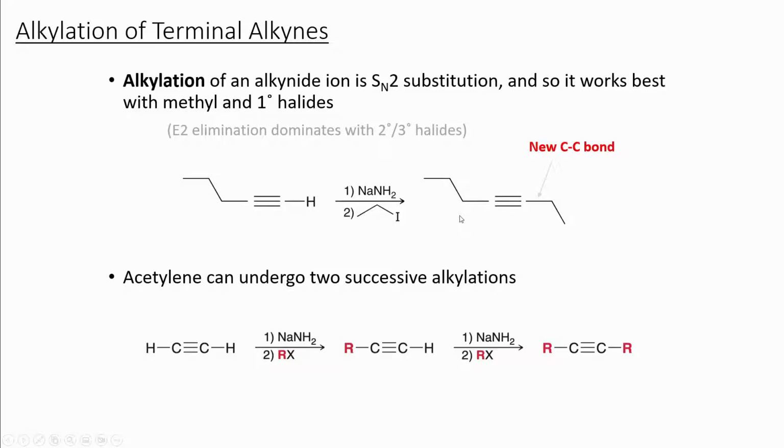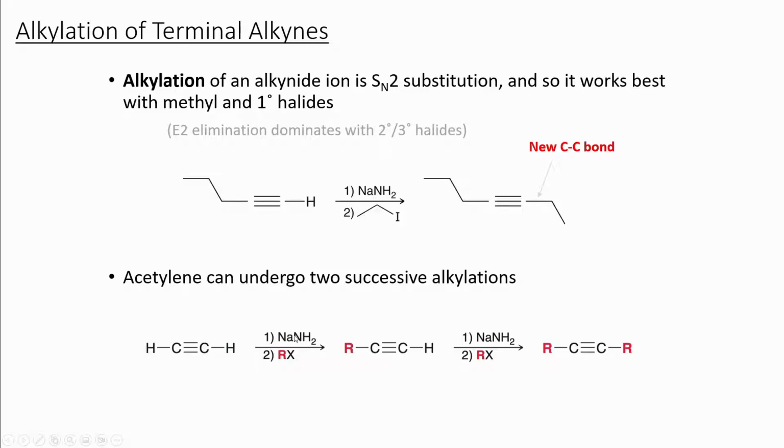Here's an example of the reaction. We can take our acetylene and deprotonate it to form the ion in the terminal position. Then the SN2 reaction with ethyl iodide will add a new carbon-carbon bond and expand our carbon chain length by 2. Acetylene can undergo 2 successful alkylations because we have 2 terminal alkyne protons.